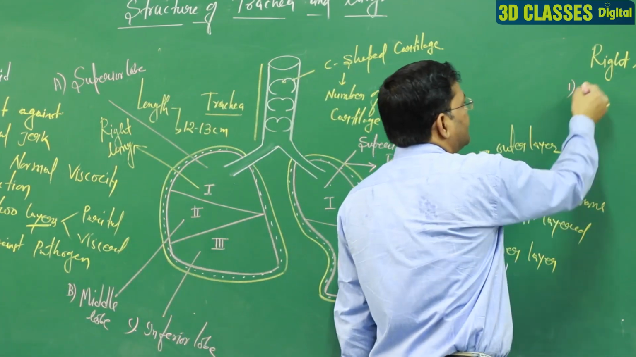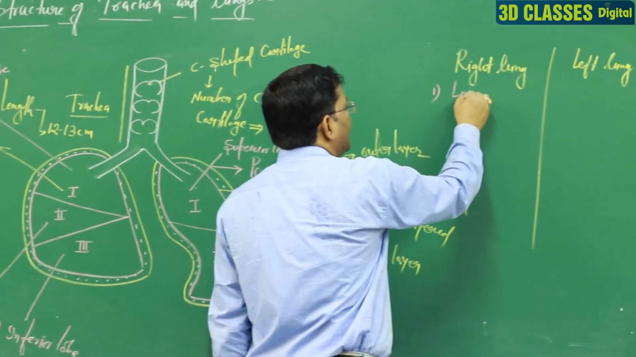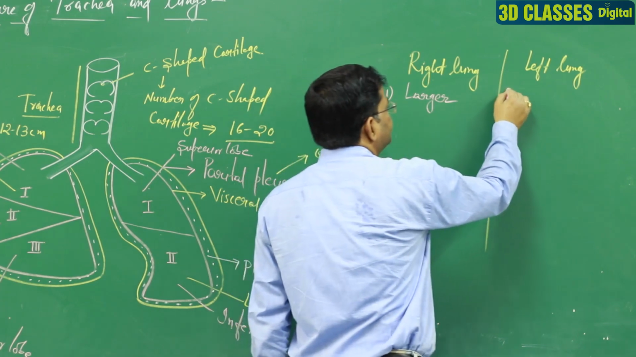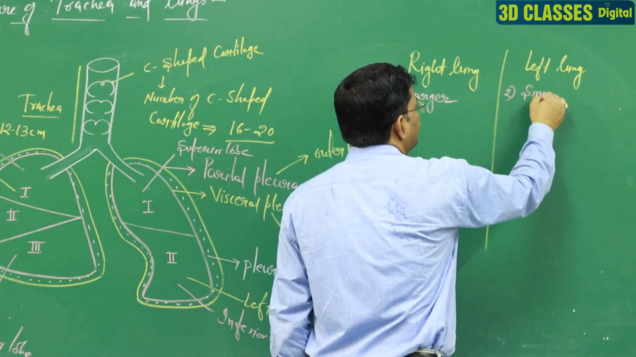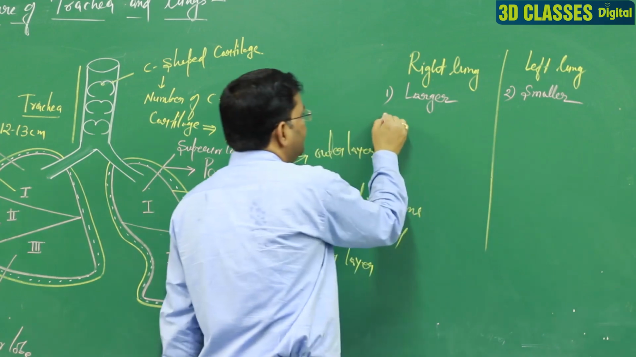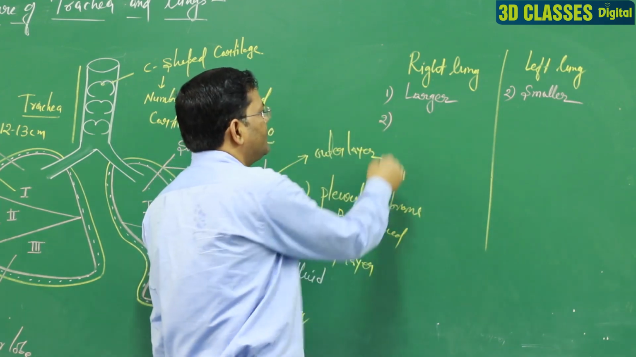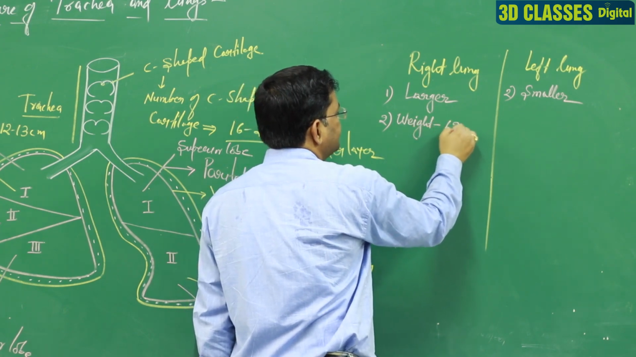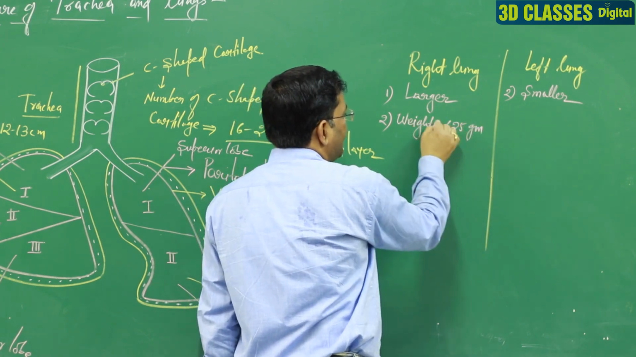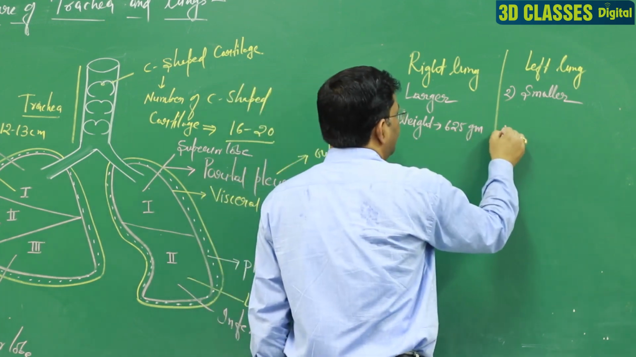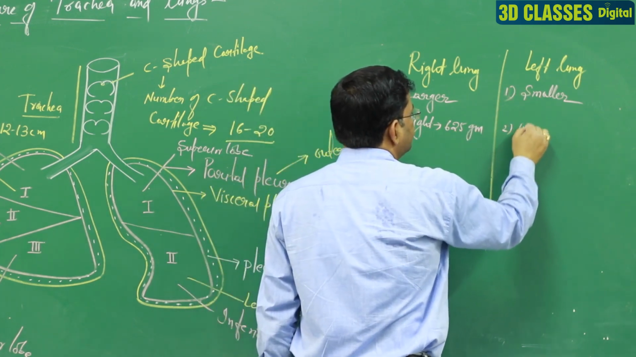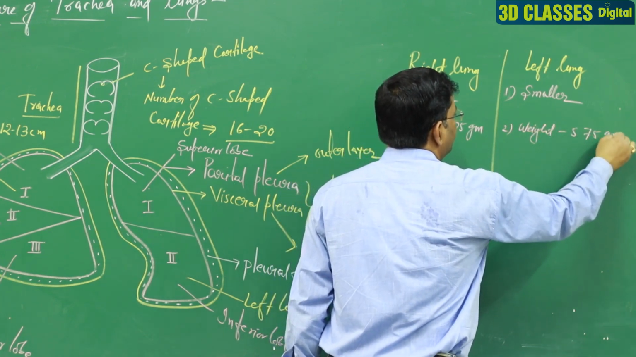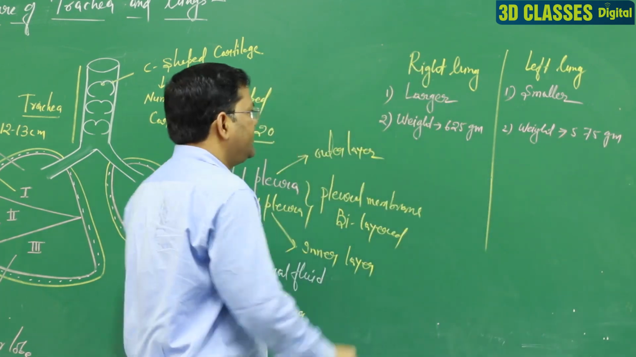At first, the right lung is larger in comparison to left lung. Left lung is smaller. Second point, the weight of right lung in adult human is near about 625 gram. It is approx weight, and the left lung's weight is near about 575 gram.